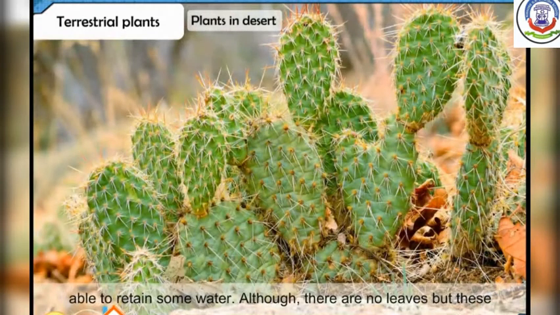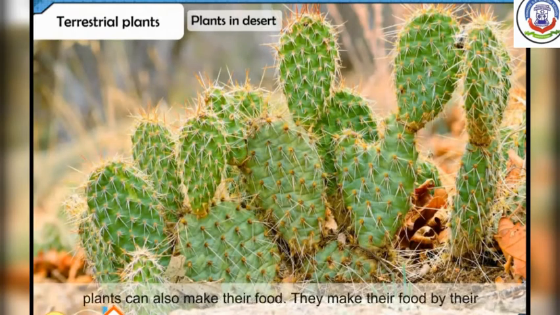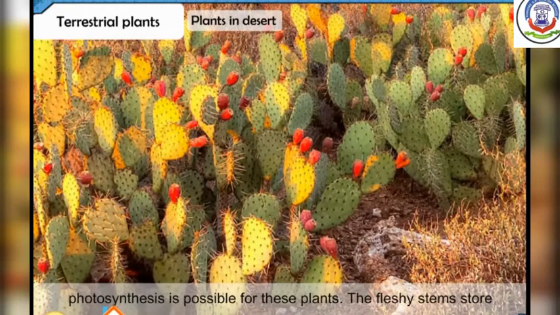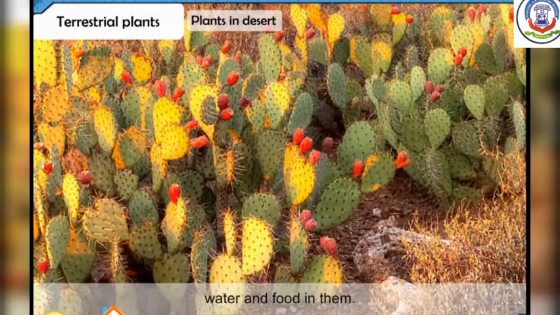Although there are no leaves, these plants can also make their food. They make their food by their green and fleshy stems. The stems contain chlorophyll, hence, photosynthesis is possible for these plants. The fleshy stems store water and food in them.